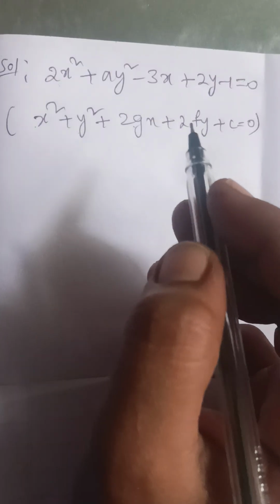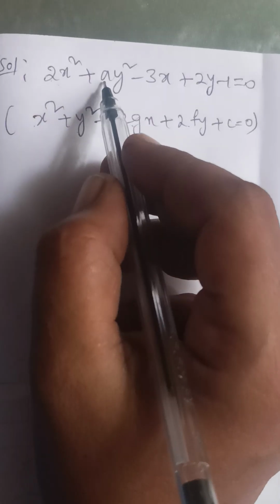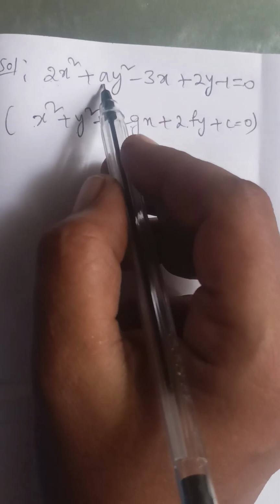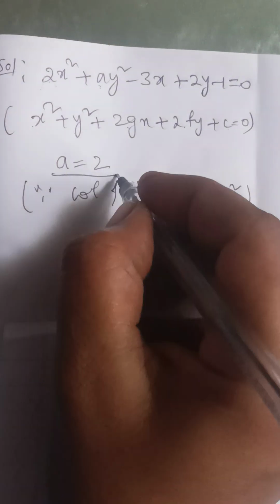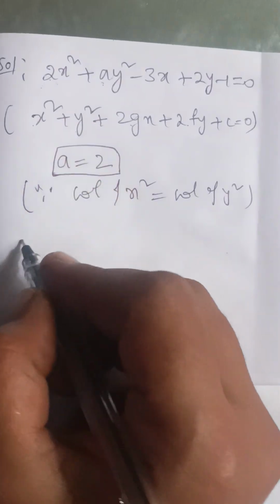So in the equation of a circle, both the coefficients of x square and y square must be equal. So here 2 equal to a. Here it is 2, so this is also 2. If it is 3, this must be 3. So a equal to 2, since the coefficient of x square equals the coefficient of y square. To get an equation of a circle, both coefficients must be equal. So a is 2. Okay, substitute 2 here.